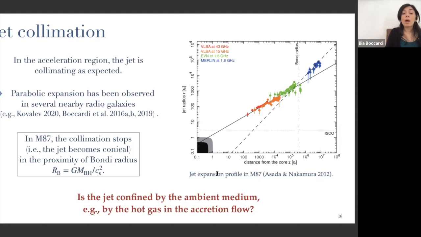So the main question is: is the jet actually confined by the ambient medium? Which is this ambient medium? Or is maybe the ambient medium not important at all for the jet collimation, and maybe it's only the magnetic field which collimates the jet? We still don't know. And the rest of the talk will be especially focused on this topic, in the work which I'm presenting today.